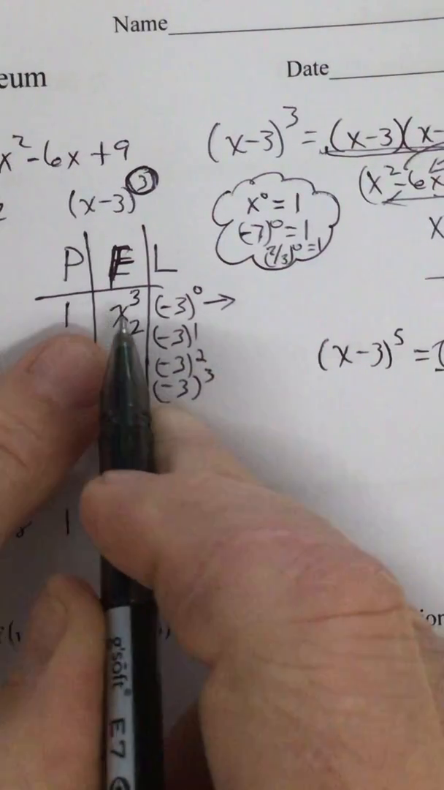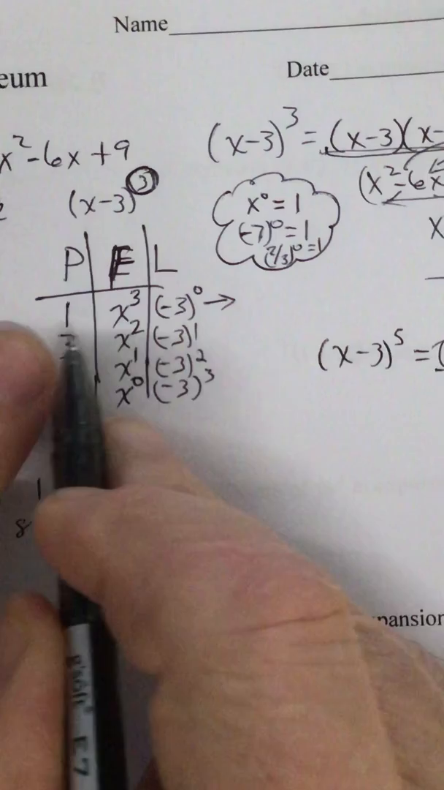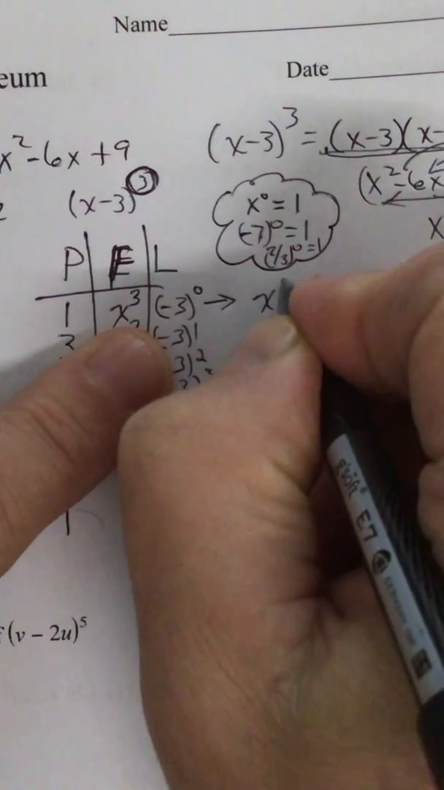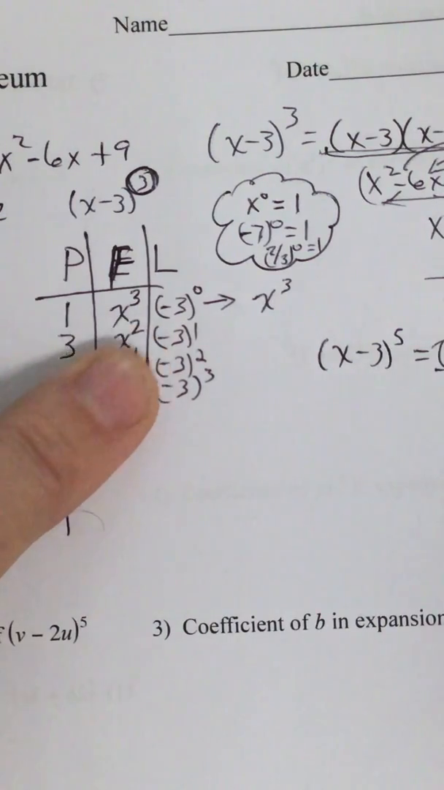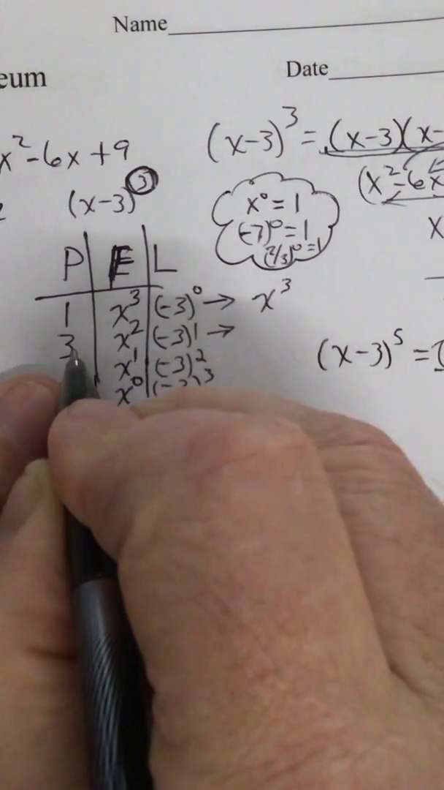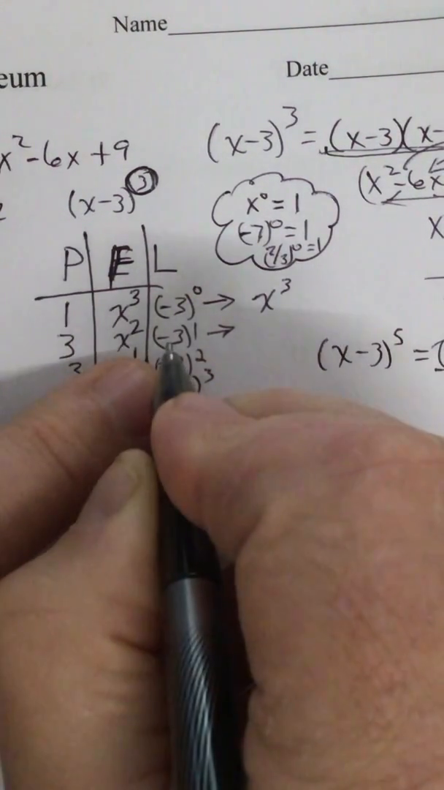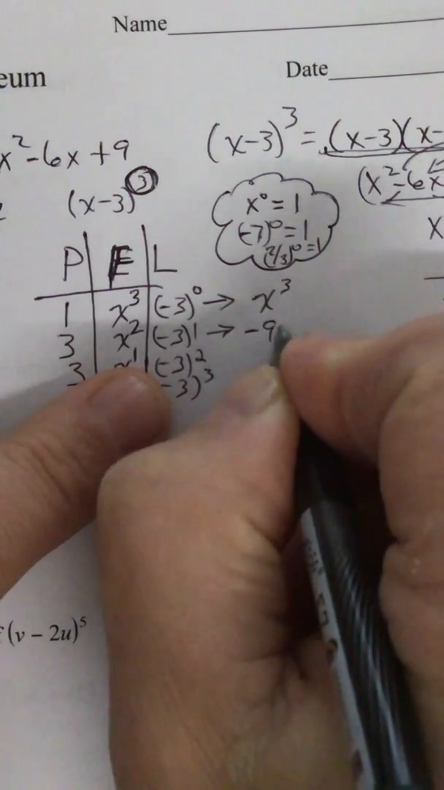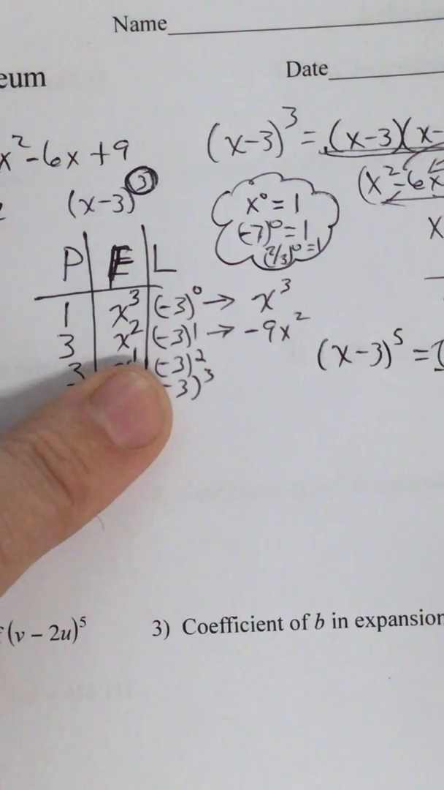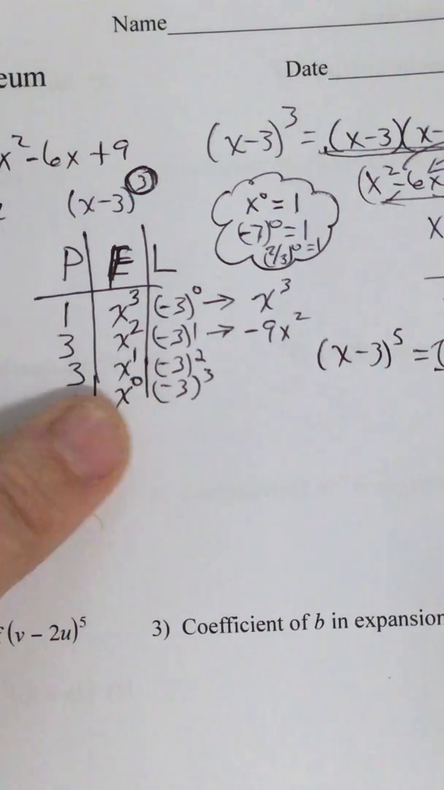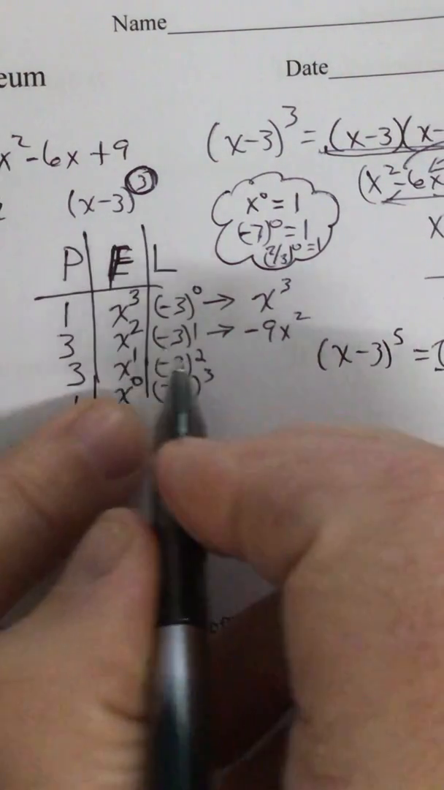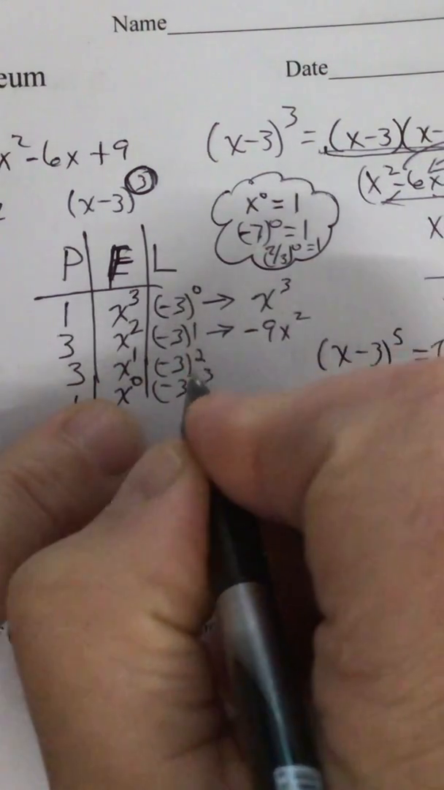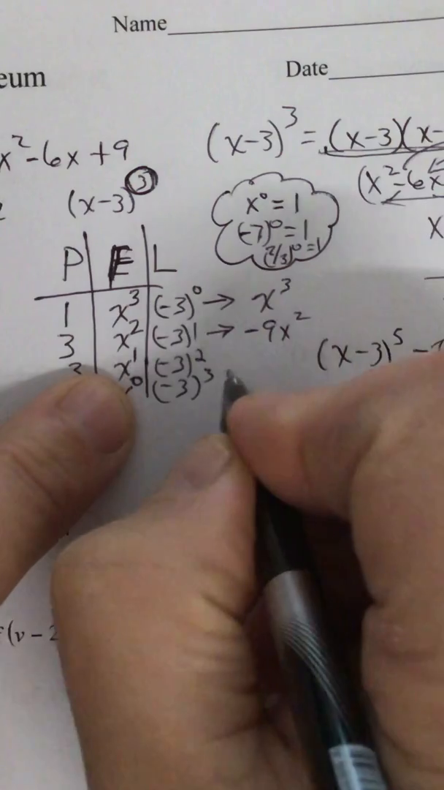I take Pascal times first times last and see what we have. So we have 1 times x third times 1, which is x to the third. This next one I have 3 times x squared times -3. So 3 times -3 is -9x squared. Okay, the next one. Here I have a -3 squared. That's 9 times another 3 is 27. So the numbers are 27 with an x.